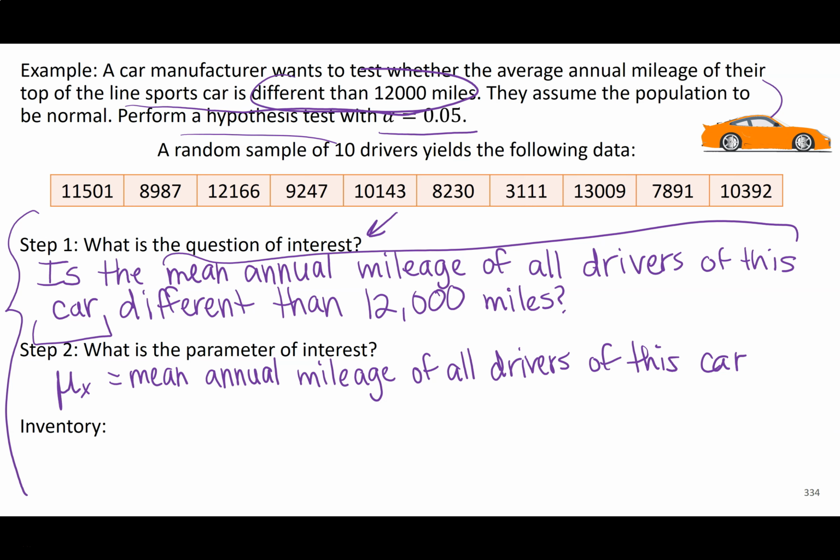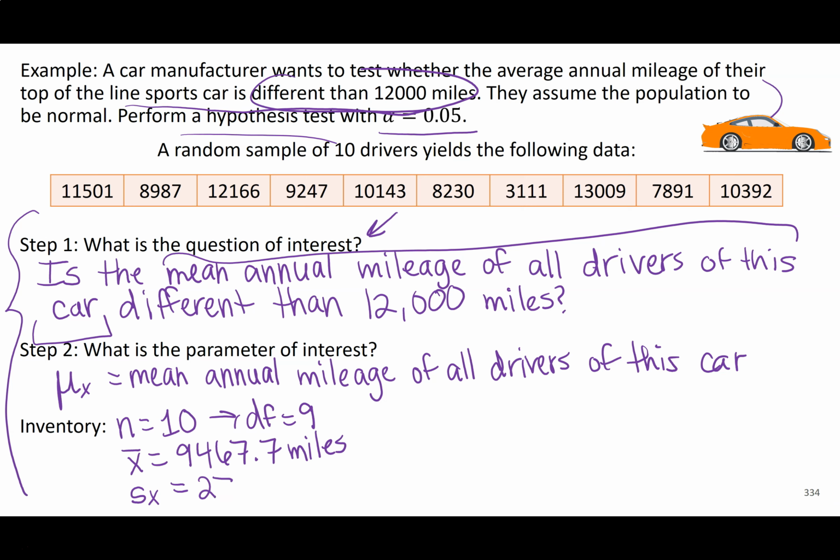Inventory, this is going to look really, really similar. There will be a few differences, or at least one. So my sample size is still 10, which means my degrees of freedom are still 9. My sample mean should be the same, so 9,467.7 miles. My standard deviation of the sample should be the same, so 2,788.301 miles.